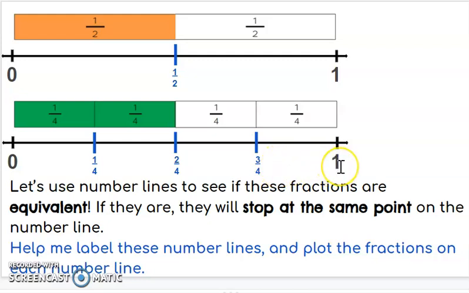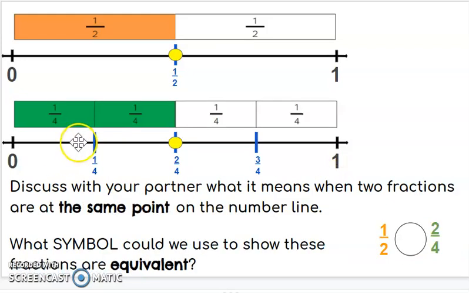We know 1 whole would be how many fourths? 4/4. That's right. All right. So when I'm looking at this, do you see that 1/2 and 2/4 stop at the same place on the number line? That's another great way that we can tell that these fractions are equivalent.